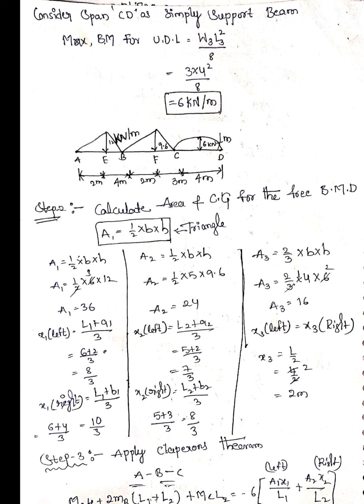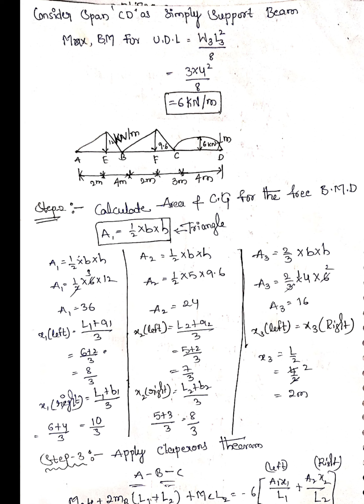Okay, now coming to step 2, calculate area and centroids for the free bending moment diagram. So first of all, let us calculate A1, that is the area of AB. Bending moment diagram, so half into B into H, it is 36. Next A2, half into B into H, it is half into 5 into 9.6, it is 24. Next, 2 by 3 BH for CD. So A3 is 16.